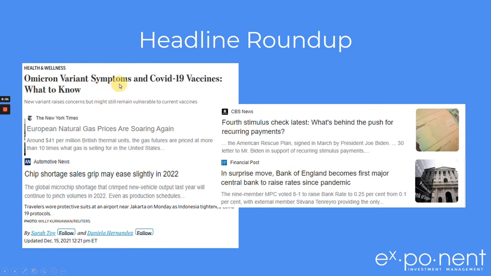The first one is obviously Omicron is still very much present, causing lockdowns in many countries, and the economic impact of these lockdowns is being felt. The other interesting thing is natural gas prices are soaring in Europe, so that's a problem for any manufacturing business and obviously for consumers and consumer spending. We're not going to talk about it in this section, but one can think about the causes as to why natural gas prices are spiking in Europe.